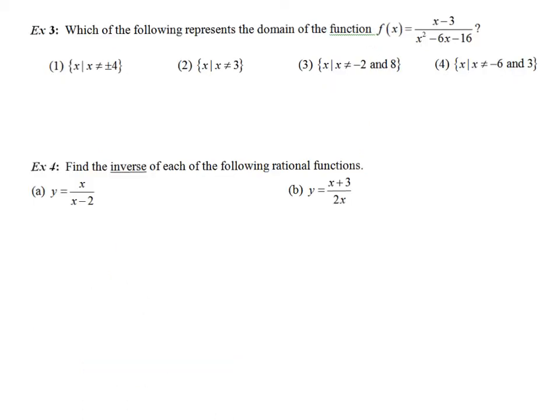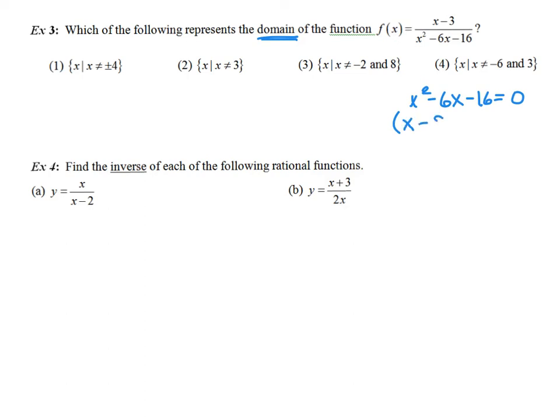In example number 3, we've got the function f of x is equal to x minus 3 over x squared minus 6x minus 16. And again, this time we'd like to find the domain. So our domain completely depends on where this function is undefined. Setting my denominator x squared minus 6x minus 16 equal to 0. This is a nice easy one to factor.